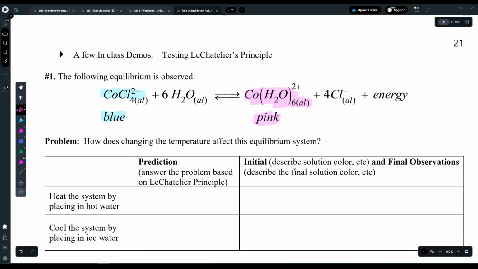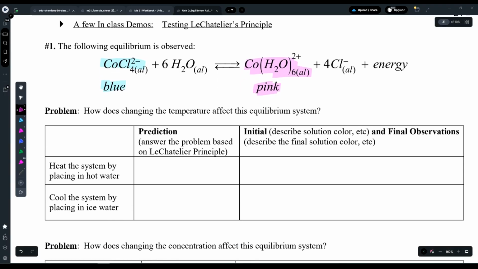Okay, so if we're placing the system in hot water, you're going to want to pay attention to your energy term and where it is. Look at this equilibrium and make your prediction for what would happen if you heated the system. So you're increasing the amount of energy.